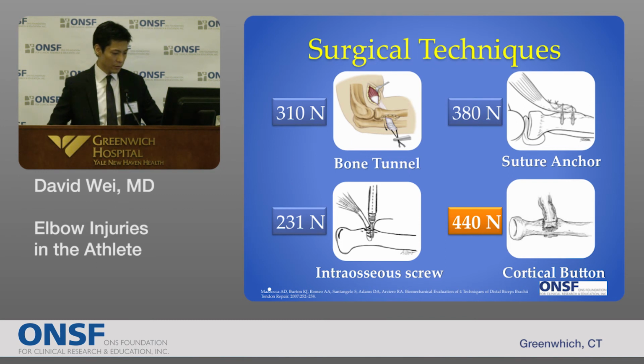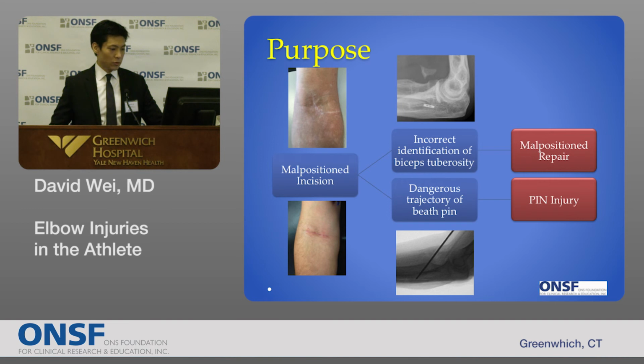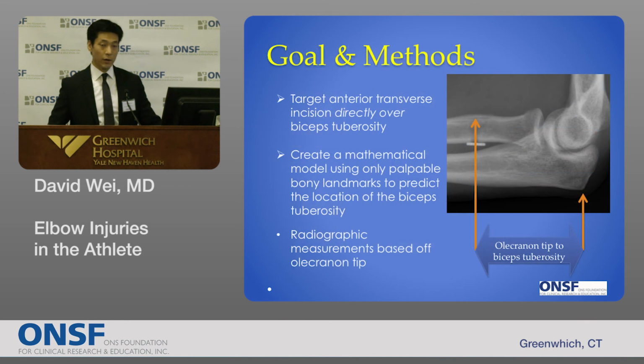And finally, I did some research on this topic in my fellowship, and I'll just show you a few brief slides. This research was based on the idea that if you put the incision for this surgery in the wrong place, you're going to have problems with the surgery. I wanted to figure out the exact location of where the incision should be. So we took a bunch of x-rays and measured exactly where the tuberosity, the insertion of the biceps, is, and tried to figure out how best to identify where to make your incision.